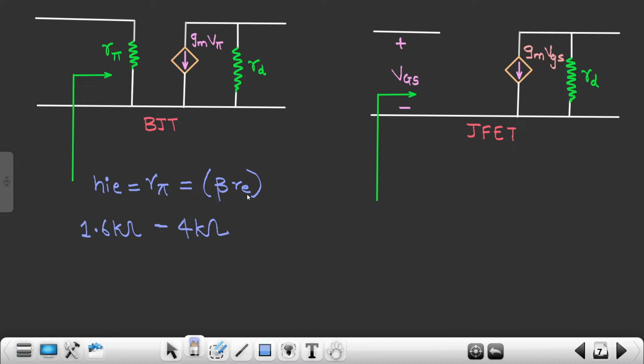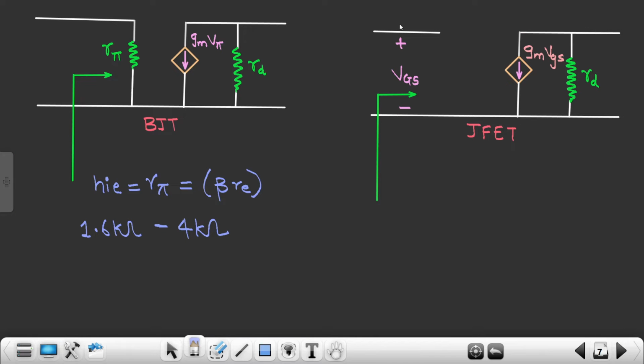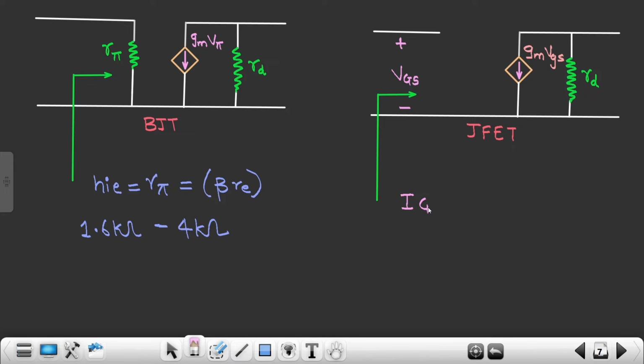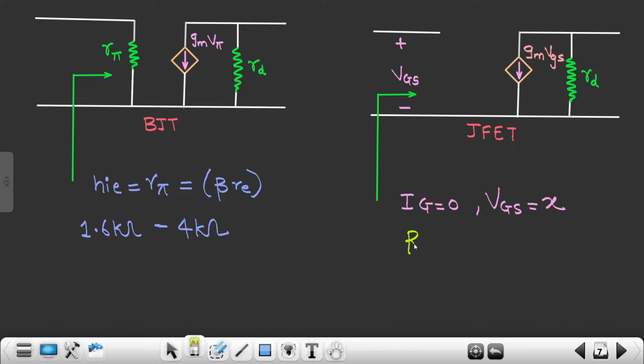Why? Because with the help of this particular voltage VGS, what we had done is made this junction reverse biased, and since it is reverse biased, there isn't any current flowing through the gate-source terminal, right? And when I say that the current IG is 0, there would be a certain voltage VGS. Let's assume that voltage is X for the time being. Then what would be the resistance? The resistance would be R equals V by I, VGS by IG.